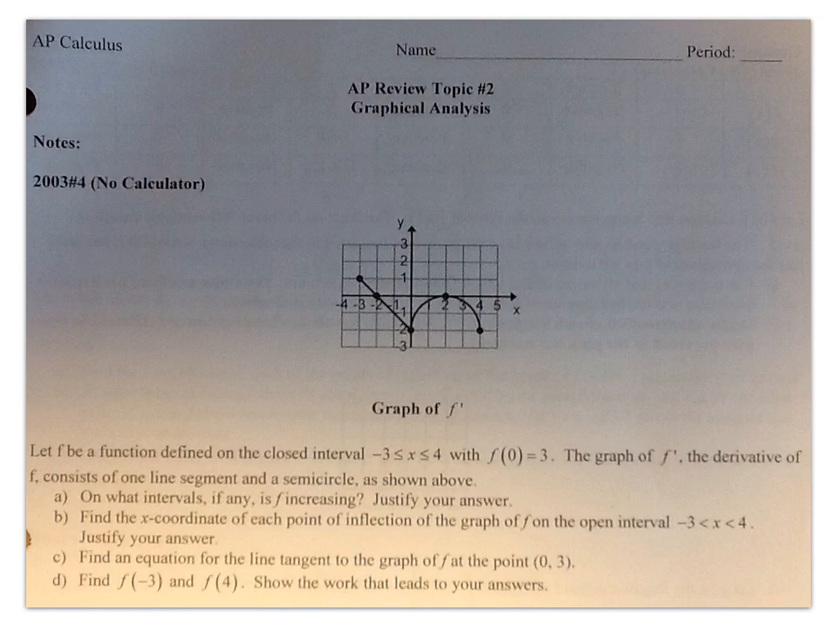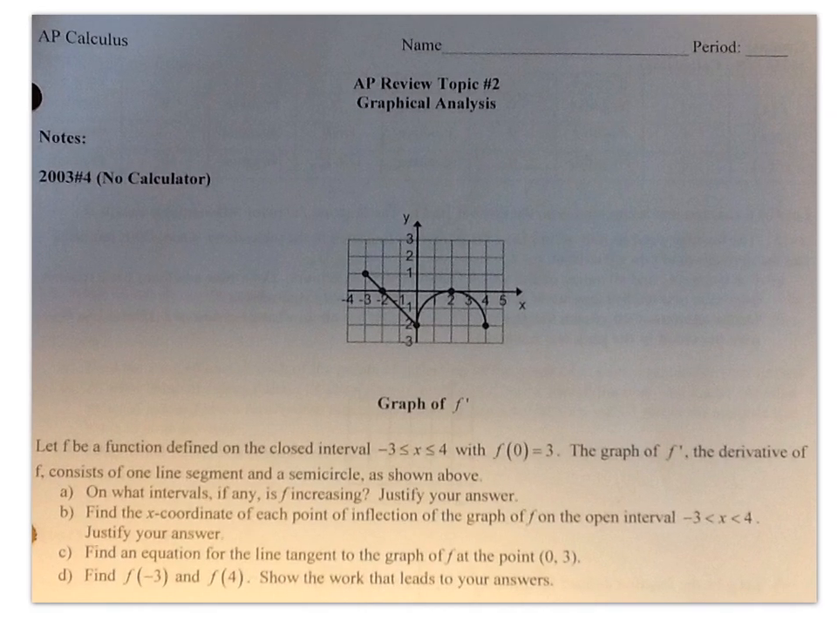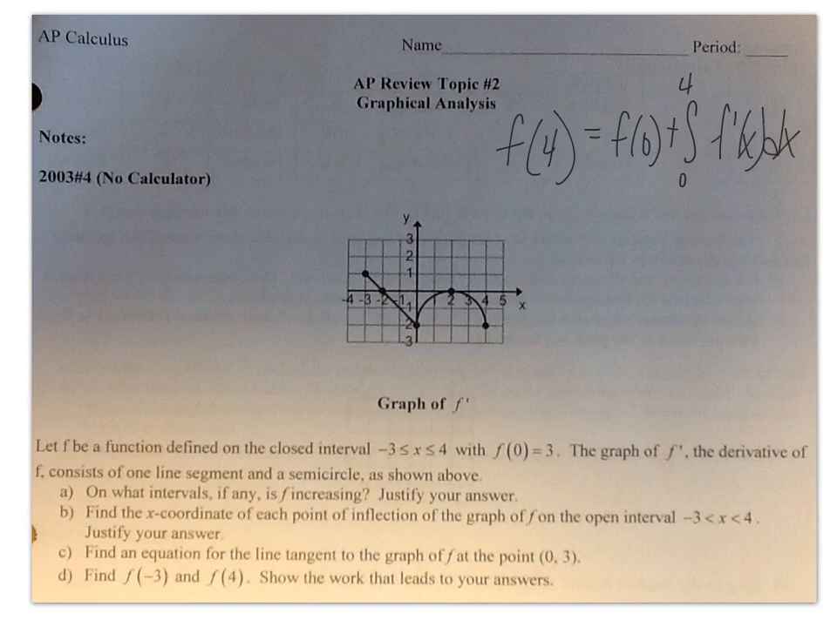Okay, so f of 4 we would do the same way. You are welcome to pause the video, try this one on your own, and then check it. So f of 4 will equal f of 0 plus the integral from 0 to 4 of f prime of x dx. So f of 4 will equal 3 plus, we're looking at the area from 0 to 4. All that area is under the x-axis, so I'm going to put a negative in front of that and then find these areas.